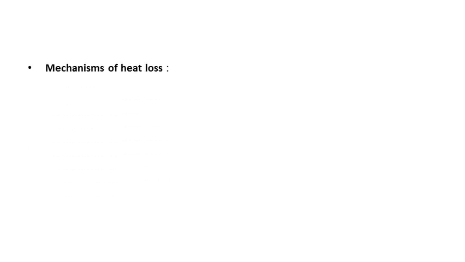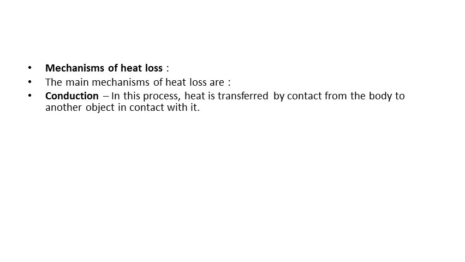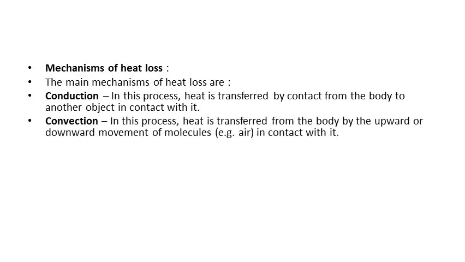Now next we come to mechanisms of heat loss. The main mechanisms of heat loss are, first, conduction. In this process, heat is transferred by contact from the body to another object in contact with it. Next is convection. In this process, heat is transferred from the body by the upward or downward movement of molecules such as air in contact with it.